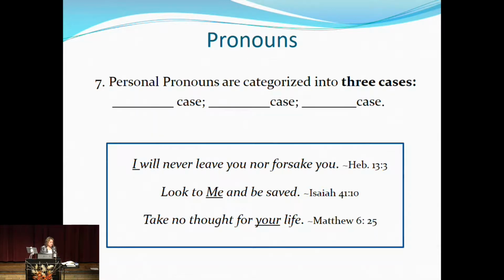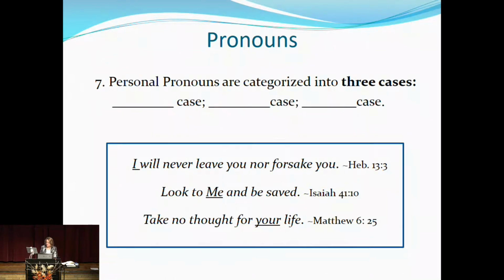Nominative or subjective case, because it's in the subject position in the sentence. "Look to me and be saved," from Isaiah 41:10. That is in the objective case, because it's "look to me" and it's in a prepositional phrase there, so it's in the objective case. And "take no thought for your life."